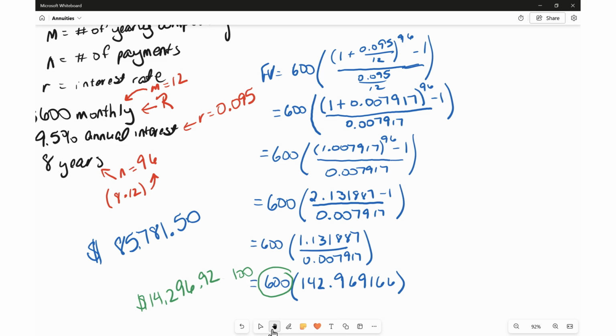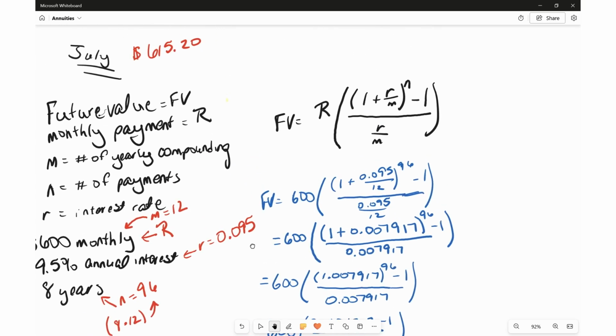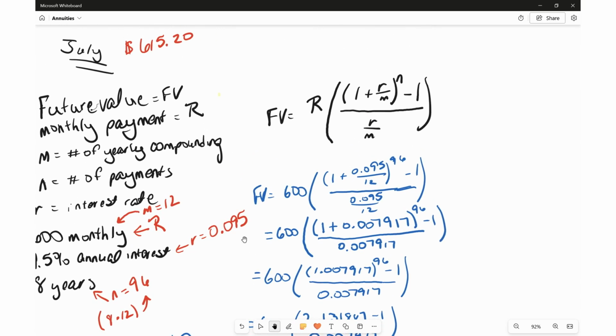Okay. So we do have the future value formula. You have your monthly payment, and then we're multiplying it by this interest rate formula that we've used in previous applications for compounding interest. And that gives you the future value of the annuity.